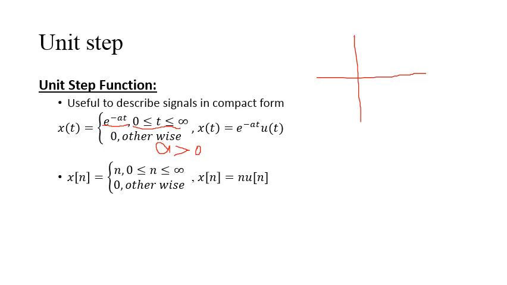So I think you should know by now what type of signal this is, right? If a is positive, that means you have a negative value here. When t increases, that negative value increases, and this is basically an exponentially decaying signal. Because we say the signal exists for t equal to or greater than 0, we have an exponentially decaying signal, something like this.